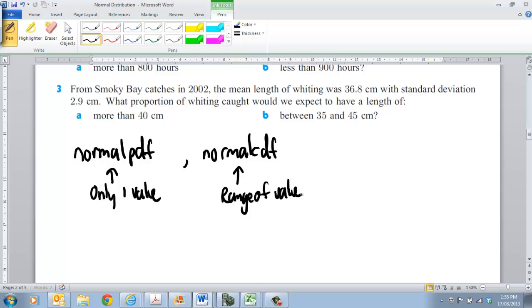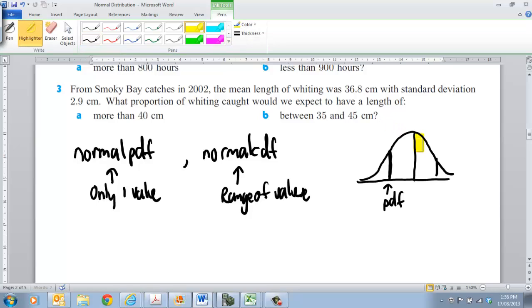Alright, so that's what we use. This one's got a cumulative distribution. This one's just for basically a set value. Alright, so if we were looking at a diagram here, then if I was looking for what the chances of me getting a value, then that would be my PDF. If I was looking for a range of values, say like in here, then I'd be using my CDF. Alright, so that's what we will look at.